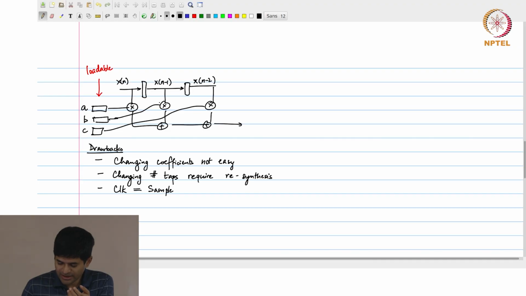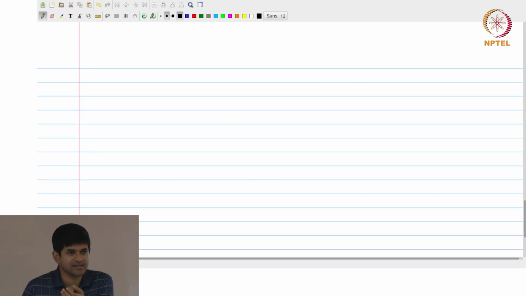So we are going to now look at a significantly modified version of this architecture and see, if I have only one multiplier and adder, how would I go about implementing this filter? What I'm going to do is pretty much straight away draw what the final architecture could potentially look like.